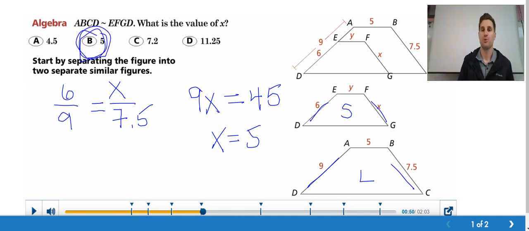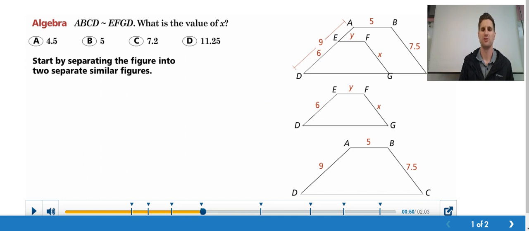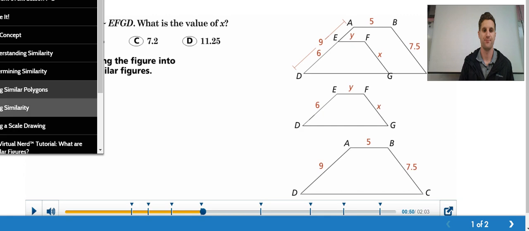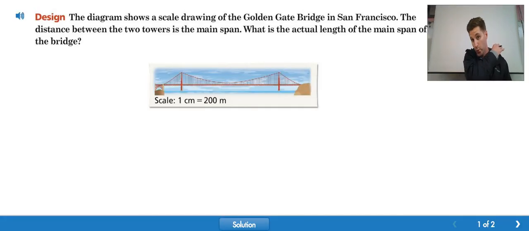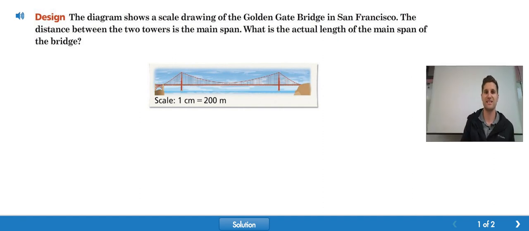All right, last problem. So make sure you drew those, by the way. Okay. Last problem. The diagram shows a scale drawing of the Golden Gate Bridge in San Francisco. The distance between the 2 towers is the main span. What is the actual length of the main span of the bridge?